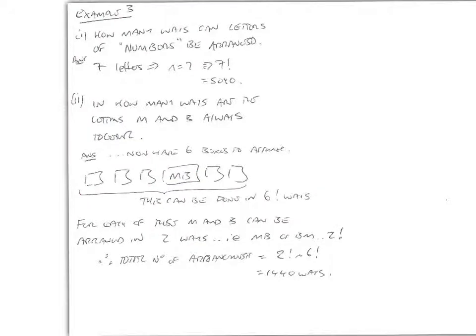Another example, how many ways can the letters of the word numbers be arranged? There's 7 letters, so n is 7, look for n factorial, 7 factorial, 5,040 different ways we can arrange numbers.